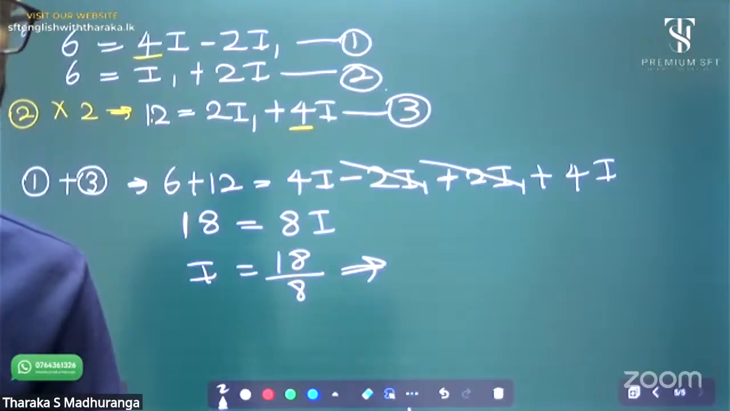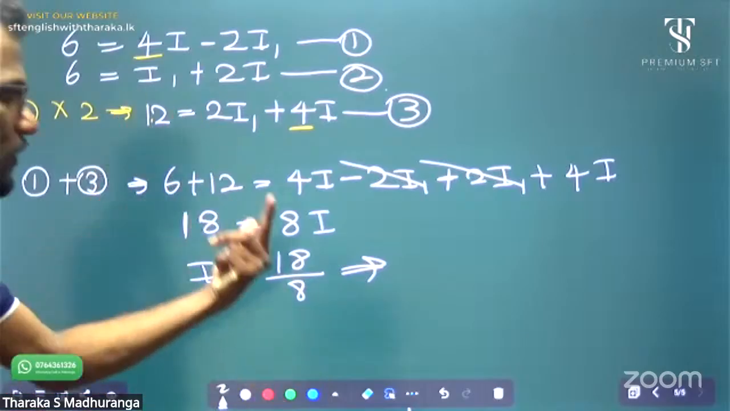Okay, the simultaneous equations you have to practice. I think you got the method.